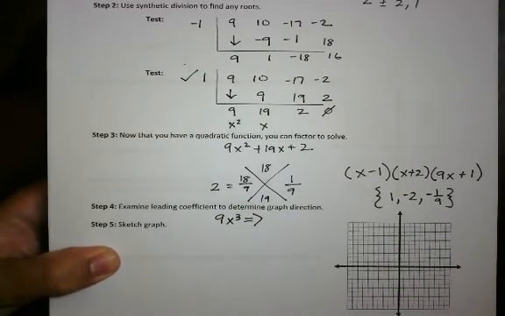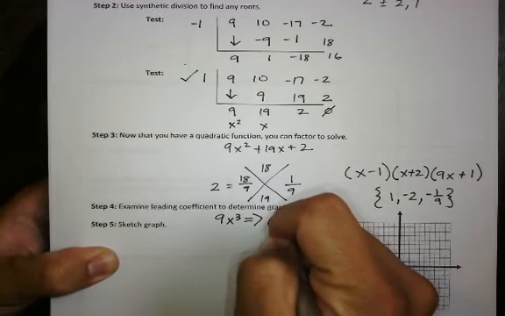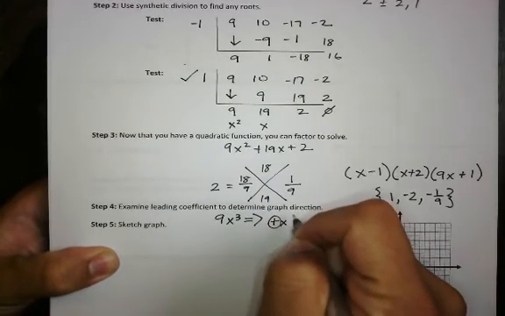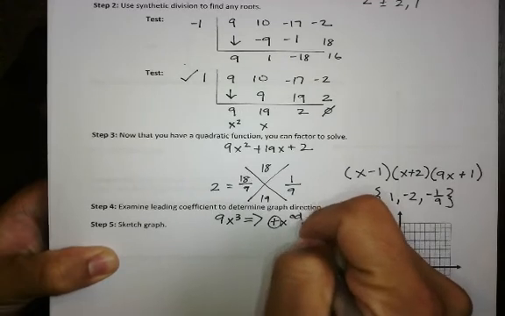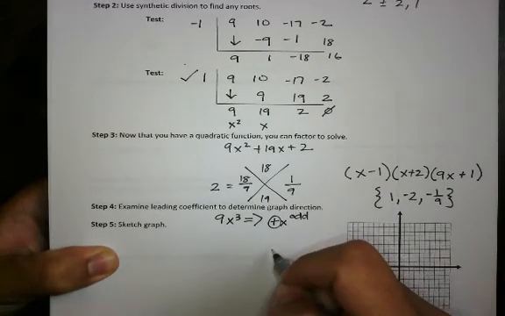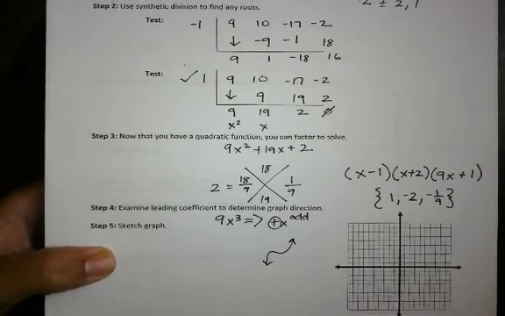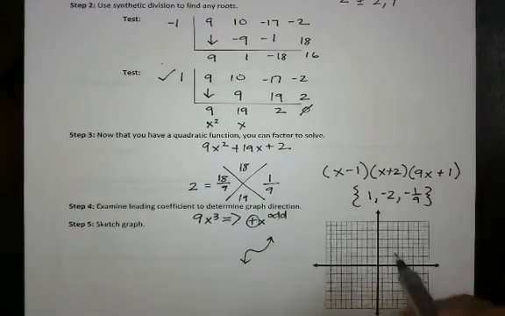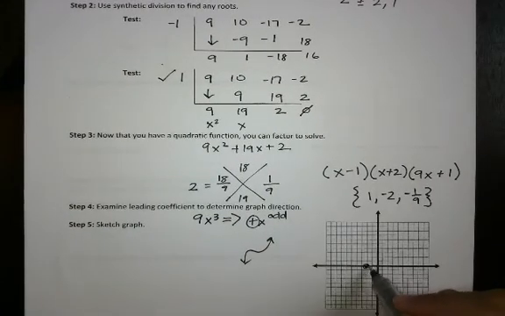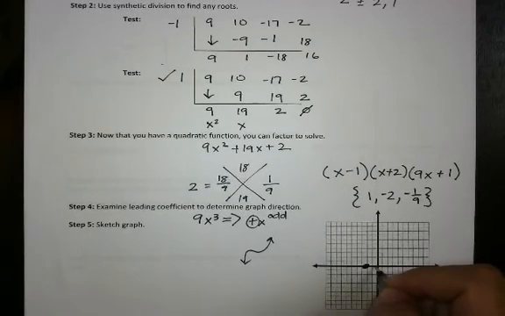So now we're going to examine the leading coefficient to determine the graph direction. So that's like what Matthew was saying earlier. Let's see the first term, which was 9x cubed. Is this a positive or negative number? Positive. And is this an odd degree or even degree? Odd. Very good. So we know that our graph should look something like this.